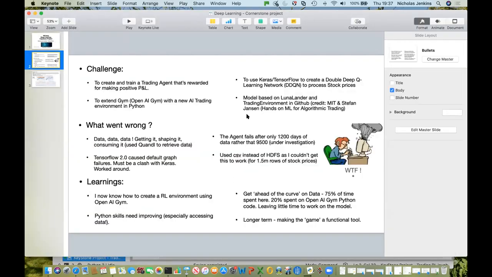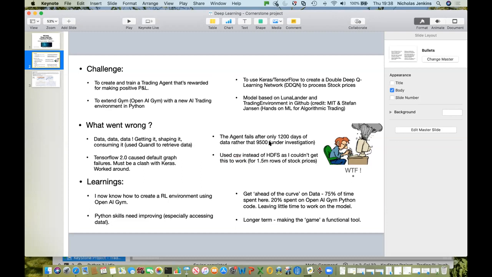Okay, so what went wrong for me? Data. I spent an inordinate amount of time on data, getting it, shaping it. I used Quandl, if that's pronounced correctly, to retrieve basically 1.5 million rows of US stock data. I used TensorFlow 2, which also caused me some problems. There seemed to be some clashes with Keras. I did find a workaround in the end.